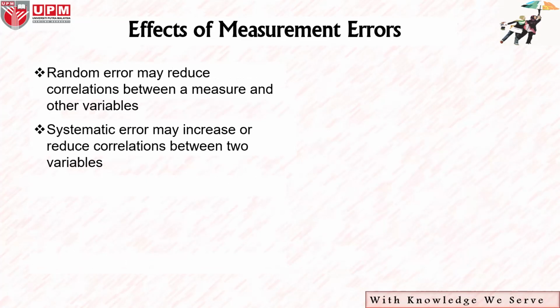Okay, so measurement random error may reduce correlation between a measure and other variable possible. Dia akan reduce hubungan tu ataupun dia akan exaggerate the relationship. Possible dua-dua. And then systematic error may increase or reduce correlation between two variables. Sama macam kat atas tu. Okay, dia akan reduce or exaggerate the relationship between two variables.